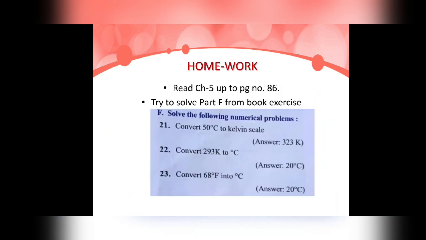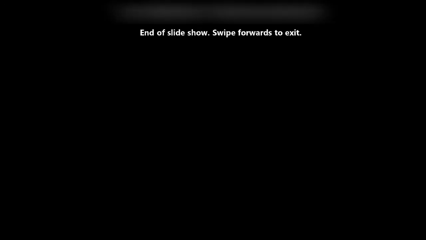Now students, that is it for today. Now there's a homework. You have to read chapter 5 up to page number 86 and solve the book exercise, that is part F. These are the 3 numericals you have to complete. Try to solve them. Answers are given over there. If any problem is there, I will share the answers with you later. Okay, first you try to solve it.